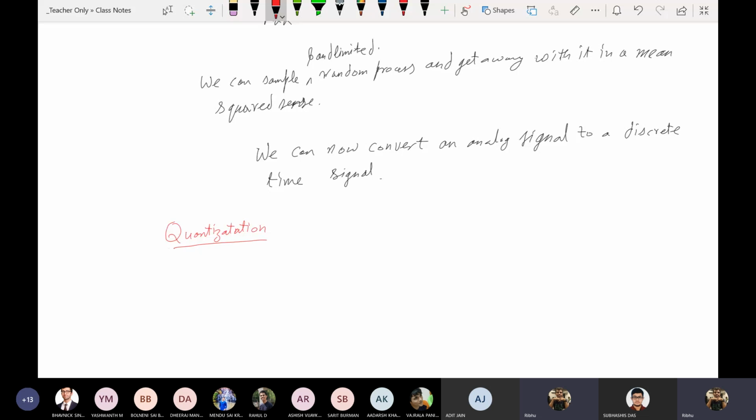Okay, so we have covered sampling. Now the second topic, quantization.